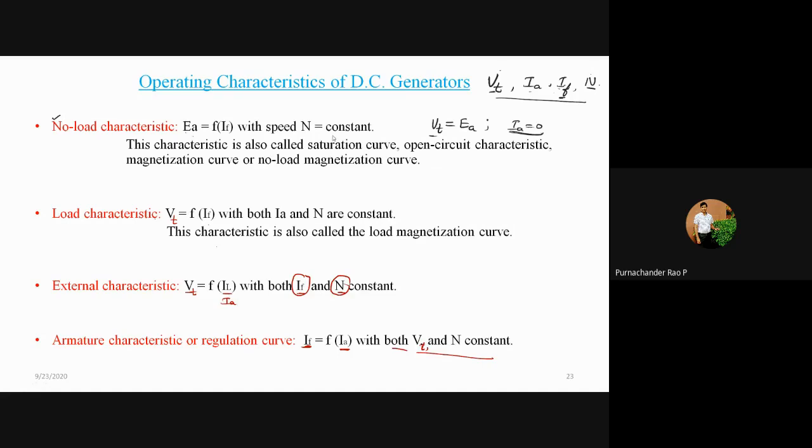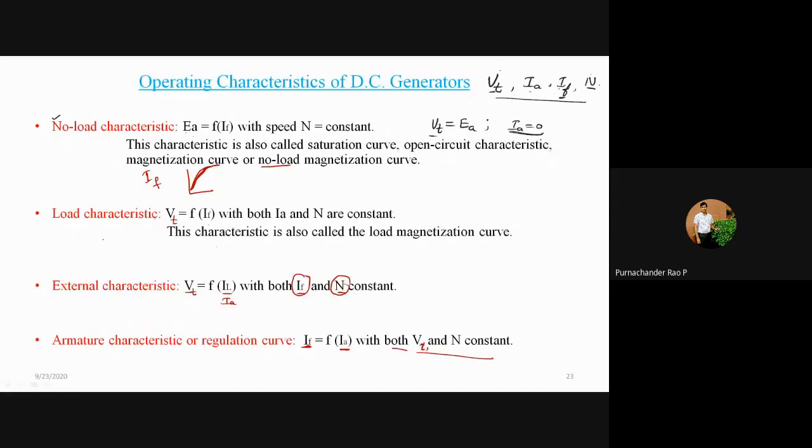So the curve is also called the saturation curve. Why is it called the open circuit characteristics? The armature circuit will be open circuited, so the load is not connected to the armature. That's why we are calling it an open circuit characteristics. And it is magnetization. Why is it called magnetization? Because your field poles are magnetized with the help of the field current, and therefore you are getting the magnetization voltage. That's why this is called a magnetization or no load magnetization curve.